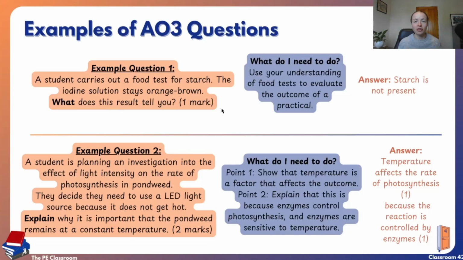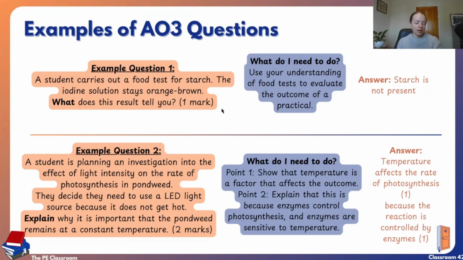So let's quickly go through some questions. So question 1, a student carries out a food test for starch. Links back to our food test practical. The iodine solution stays orange-brown. What does this tell you? So here you need to use your understanding of the food test practical to evaluate the outcome of the practical that you've been given. And based on our practical, we should know that the iodine solution staying brown is related to starch, and that it tells us that starch is not present. Otherwise, it would have become a blue-black colour.